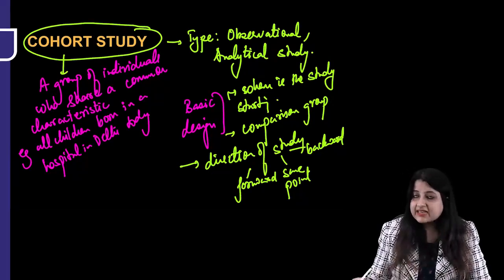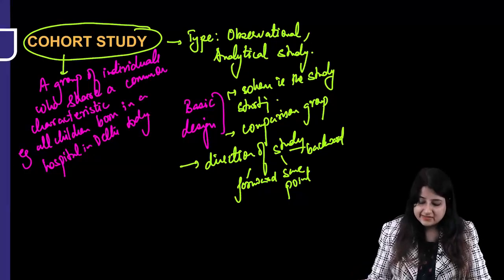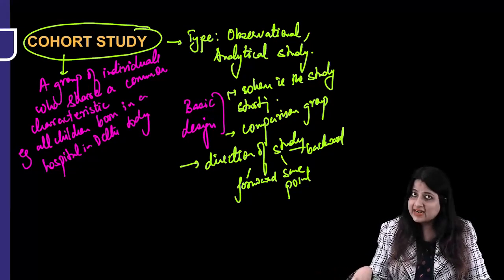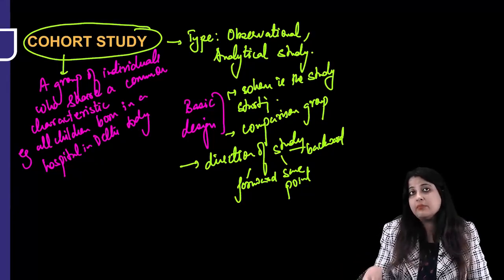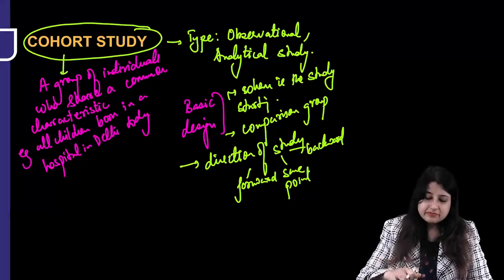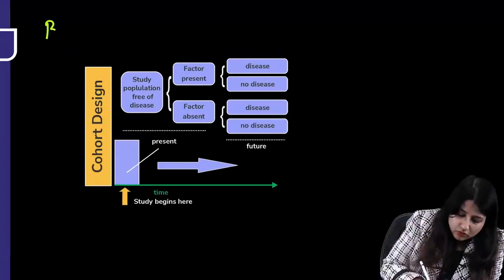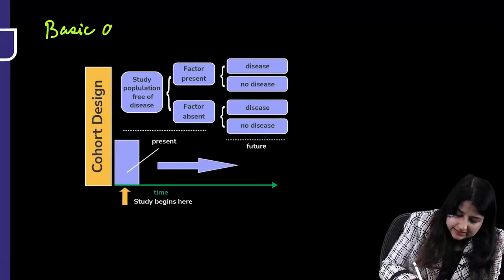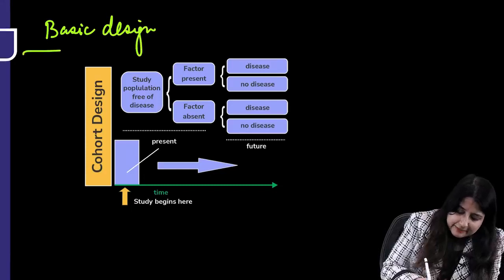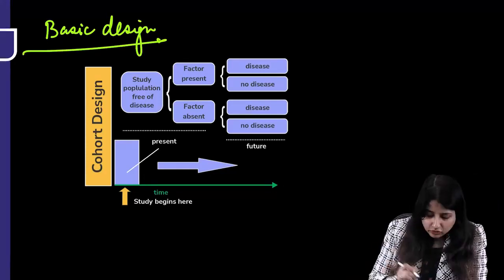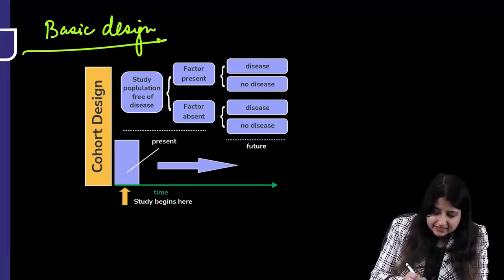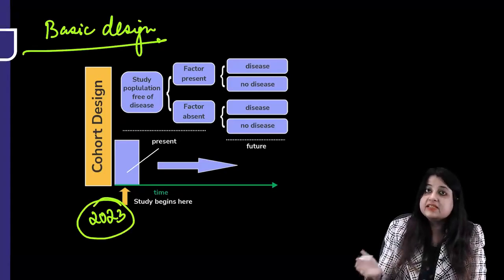These are the three things that we have to note whenever we select a study design. When is the study starting? What is the comparison group? And what is the direction? Are we going forward, standing at the same point, or going backward? So keeping this idea in mind, let us talk about the basic design of a cohort study. This is the basic design of a cohort study. Now look over here. Let's say now it is 2023. So the study begins here.